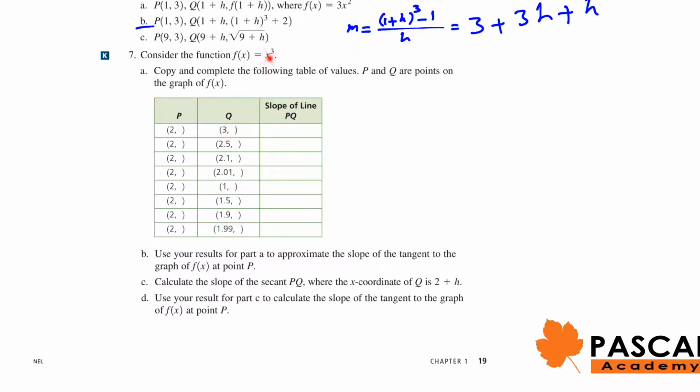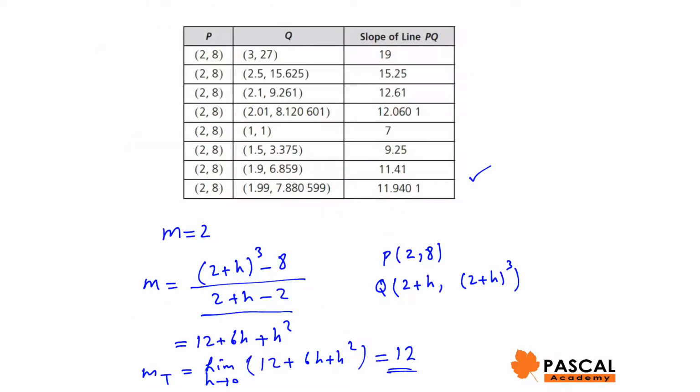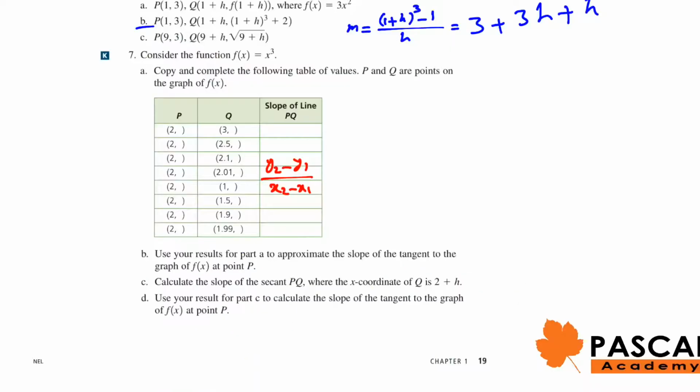For 3 we get 3 to the power of 3, 27. For 2.5 we get 2.5 to the power of 3 and we calculate it. Then for the last column we use y2 minus y1 divided by x2 minus x1 and we find the slope. If we plug in 2.5 we get 15.625, 2.1 we get 9.261 and so on, and we calculate the slope.